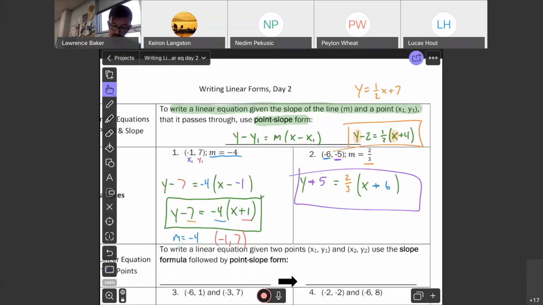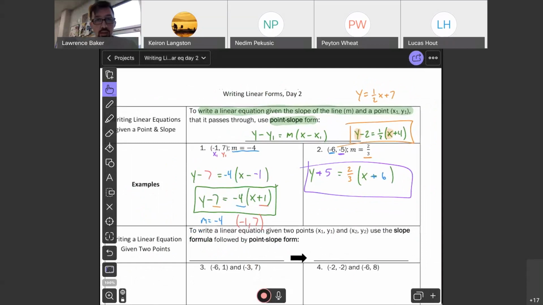Anything about writing in point slope form that seems unfamiliar to you guys? You should remember that a little bit. Yes, Brooklyn, I will. You guys there? Okay, thanks, Tatum.